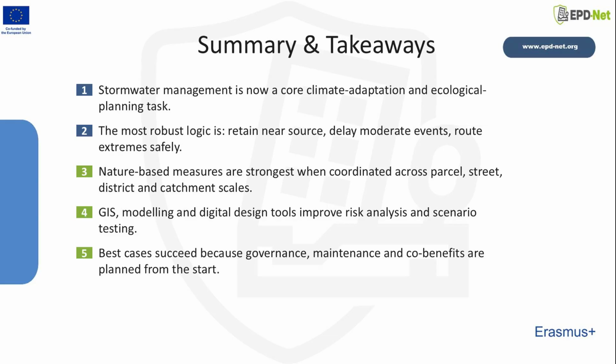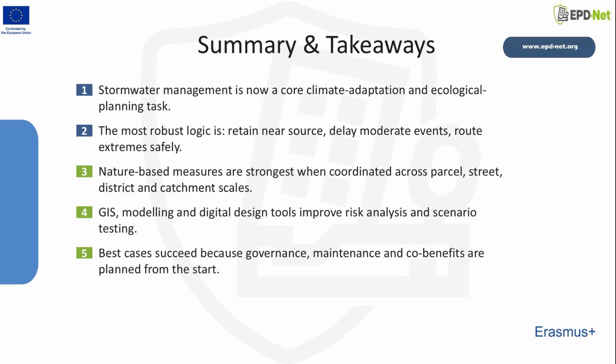The most robust planning logic is to retain water near the source, delay moderate events, and route extreme events safely. Nature-based measures become strongest when they are coordinated across parcel, street, district, and catchment scales rather than used in isolation. GIS, modeling, and digital design tools improve risk analysis and scenario testing, helping planners make more informed and defensible decisions. Finally, the best cases succeed because governance, maintenance, and co-benefits are considered from the beginning.